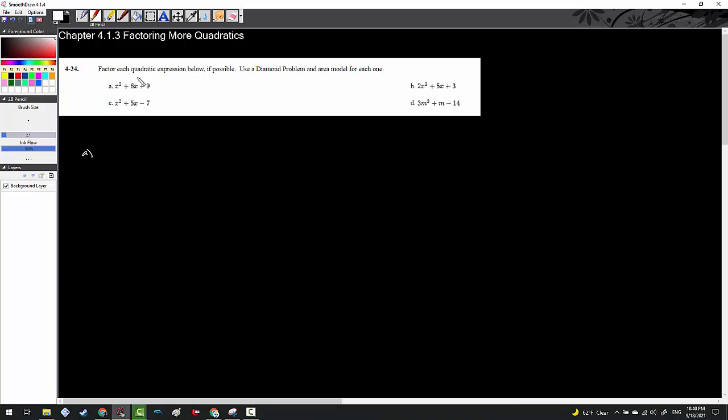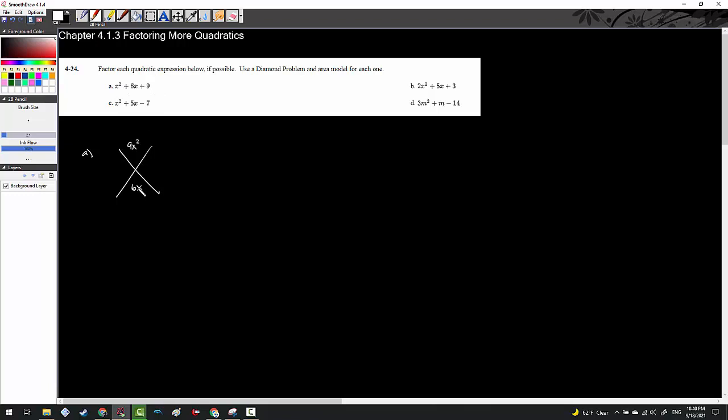We start off with the quadratic x squared plus 6x plus 9. I'm going to go ahead and just make a diamond problem real quick here. I'm going to throw the 9x squared up top, right? And I get that by multiplying the x squared and the 9. I'm going to throw down the 6x on bottom. That's the middle term, and the middle term will always go down in the bottom. The top term will always be the first and last term multiplied together.